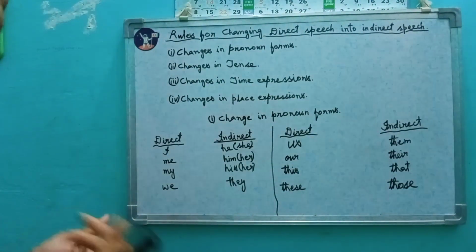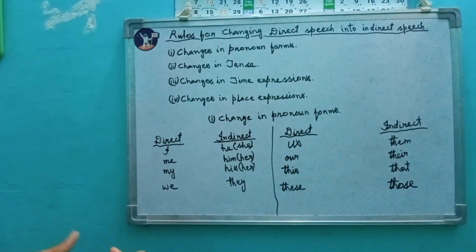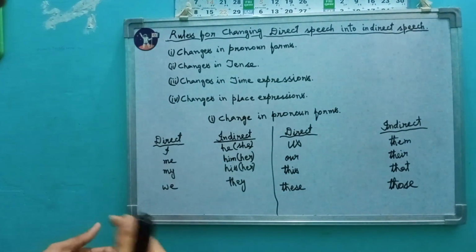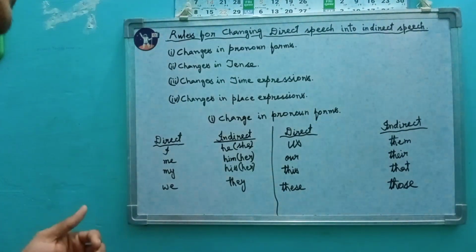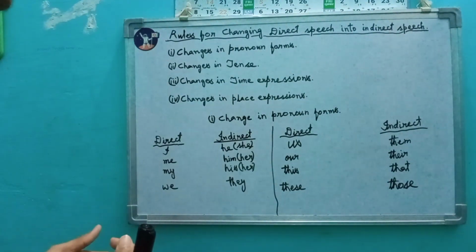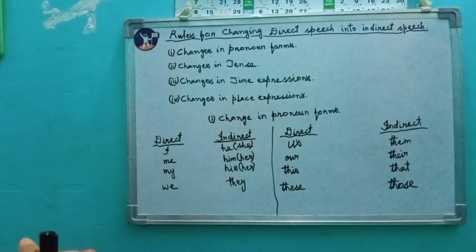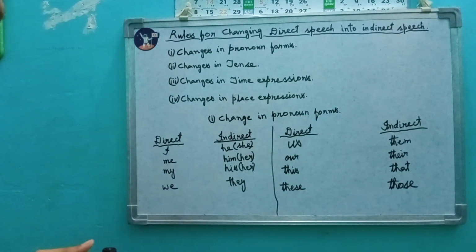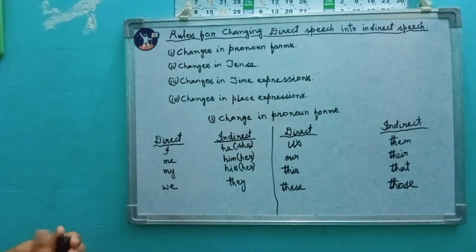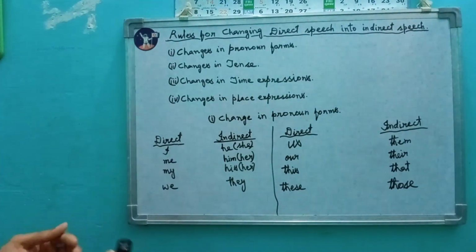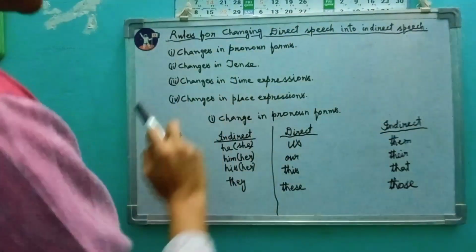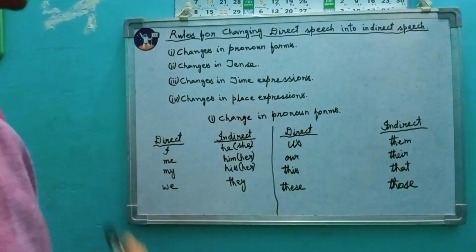When we try to change any speech from direct to indirect, first we need to learn the rules for changing direct to indirect speech. The rules for changing direct speech into indirect speech are: change in pronoun forms.